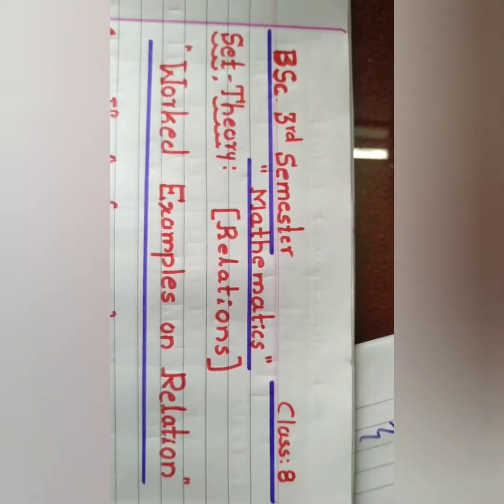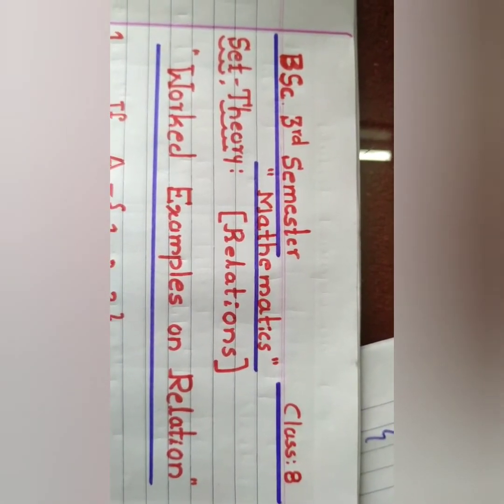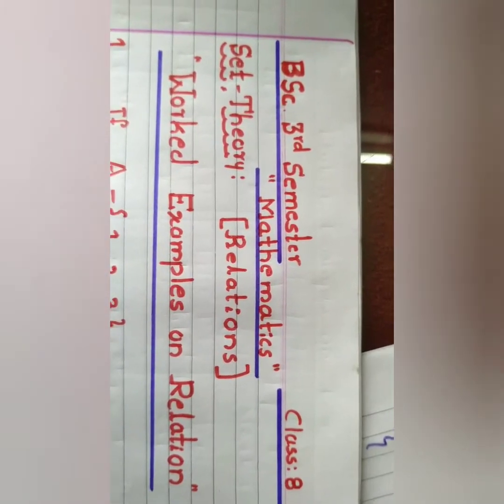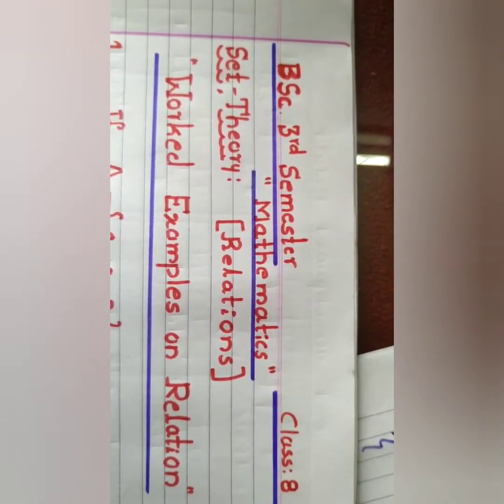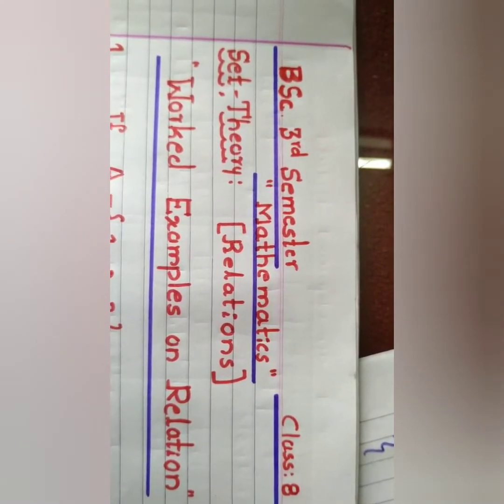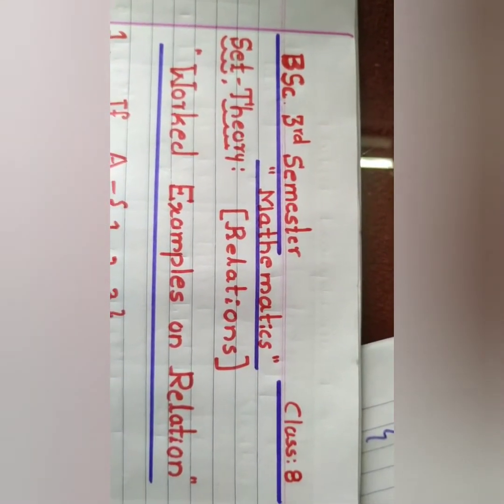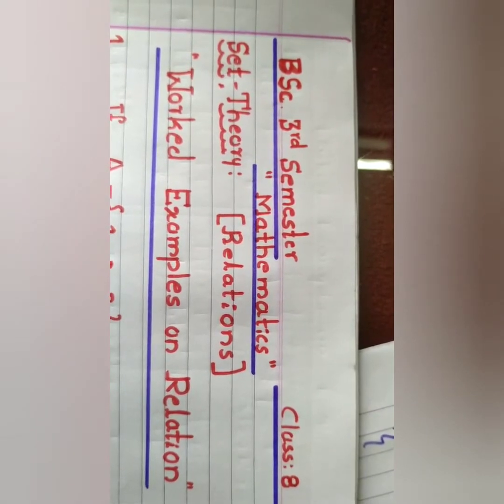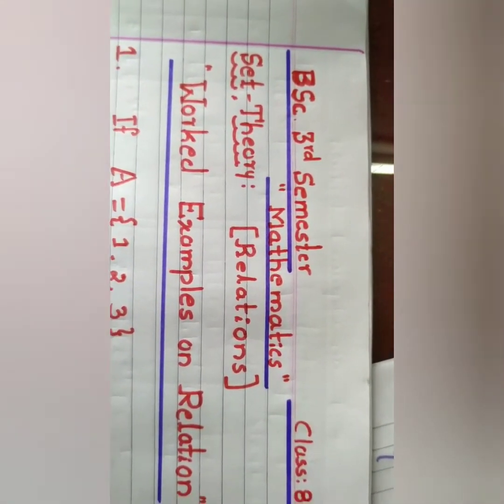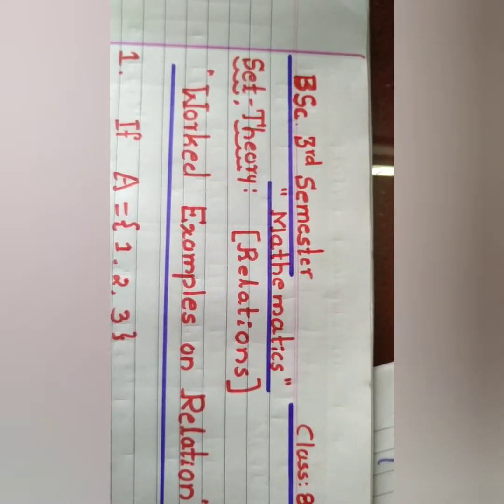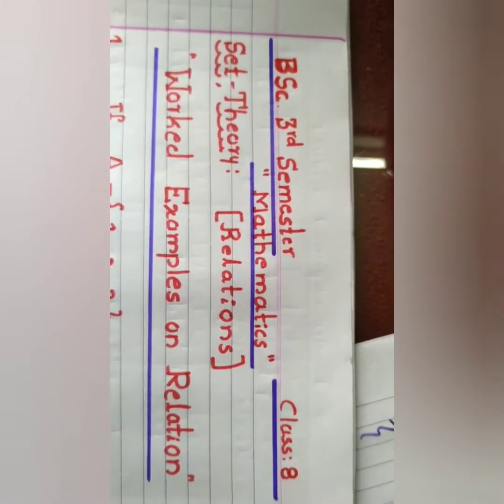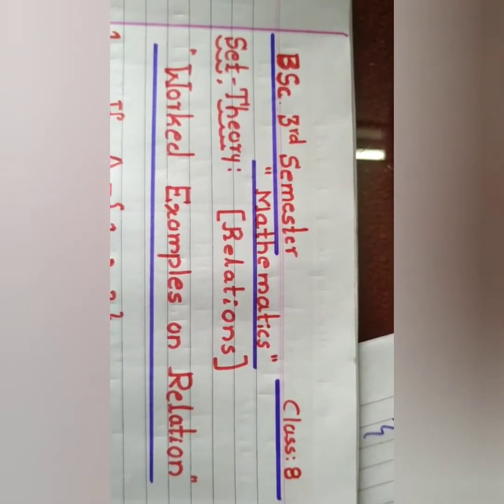Just recall what is the relation. Suppose A cross B is the Cartesian product of two sets, then relation R is the subset of A cross B. We also defined the types of relations, starting from reflexive relation, second the symmetric relation, third the transitive relation. The reflexive relation is the itself relation.